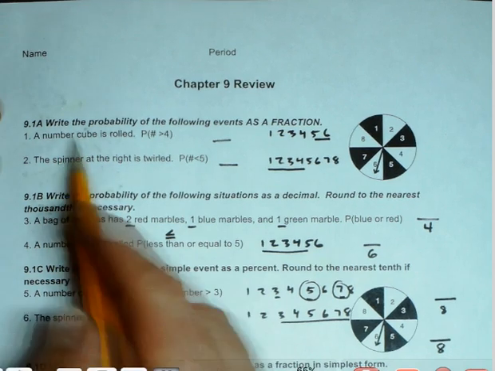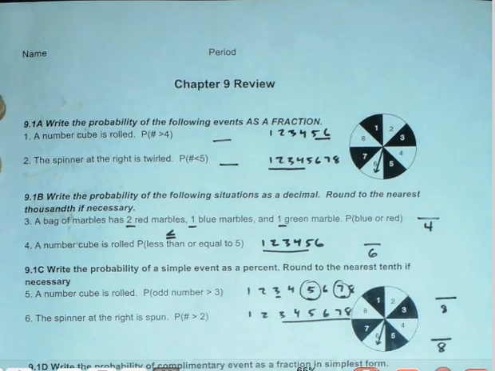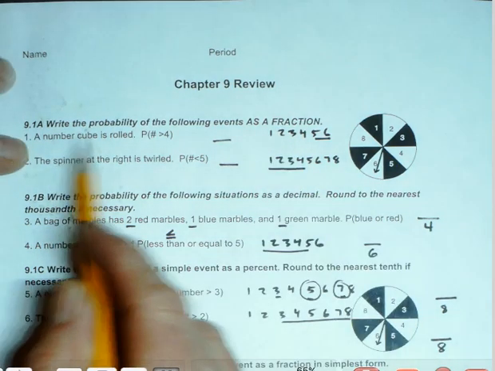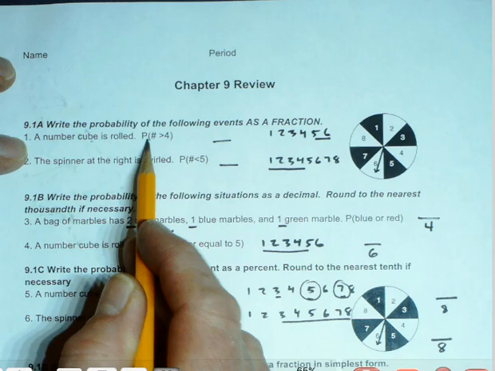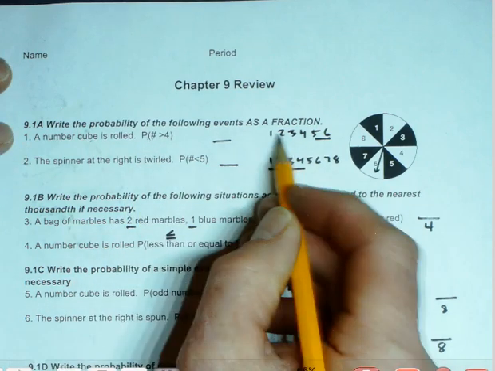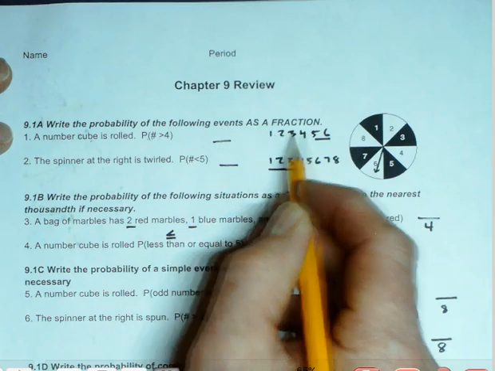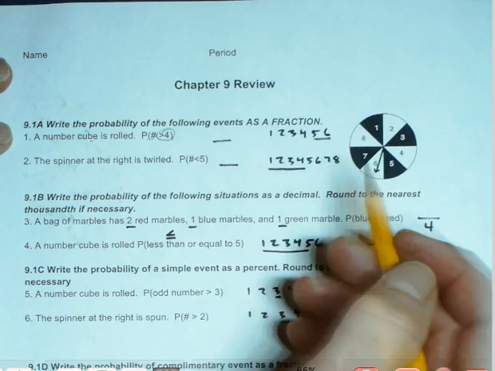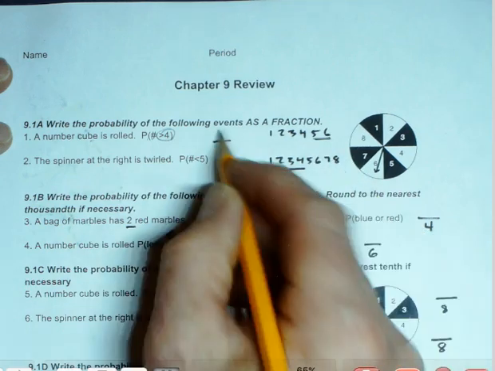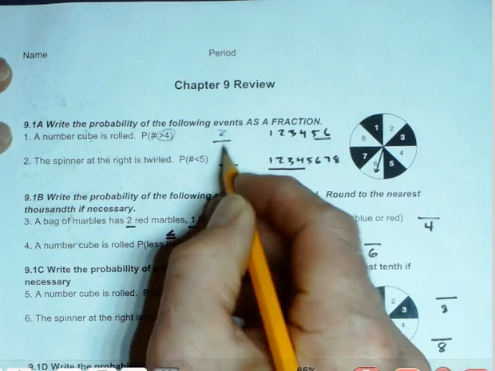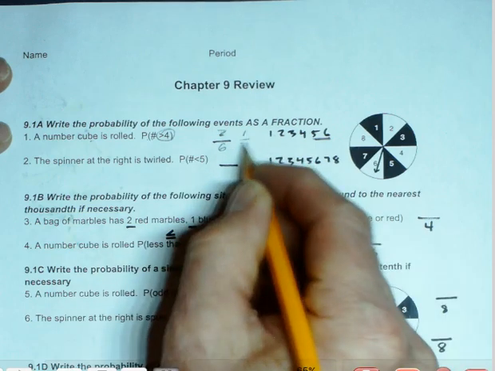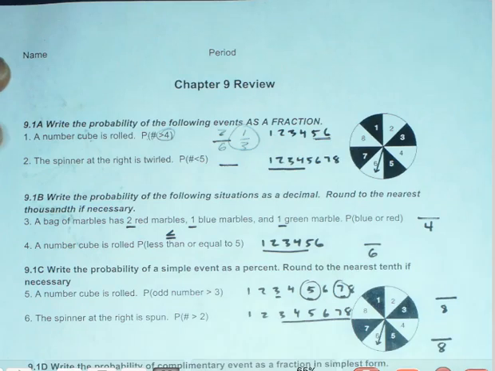Alright, starting off with 9.1a, write the probability of the following events as a fraction. So we're looking at fractions here. A number cube is rolled. What's the probability of getting a number greater than 4? Well, our possible outcomes are a 1, a 2, a 3, a 4, a 5, and a 6. Those that are greater than 4 are just 5 and 6. So we have 2 chances out of a total of 6. And of course we can reduce that to 1/3 as our probability as a fraction.